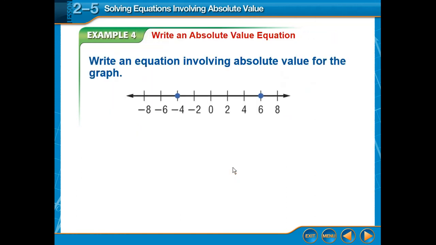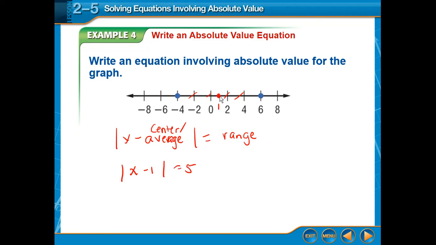Same thing with this one. It's very similar. If we want to write an equation involving absolute value for the graph, we're going to do x minus the average, or in this case, the center, and that's going to be equal to the range. Looking at this, between negative 4 and 6, the center is right here, and that is 1. So we're going to have x minus 1 for that part. We want to know how far each of these numbers is from 1. Going from 1 to 6 is a range of 5, and from negative 4 to 1 is also a range of 5. So if you were to solve that, this would be your equation.